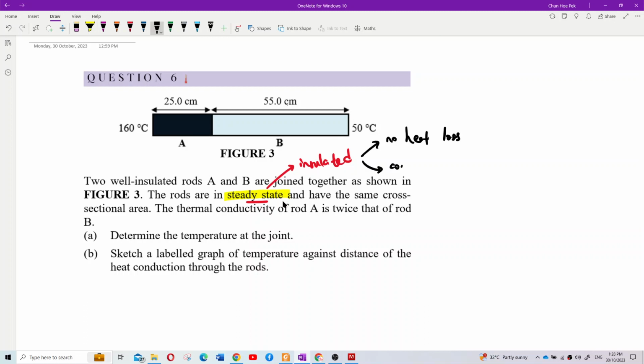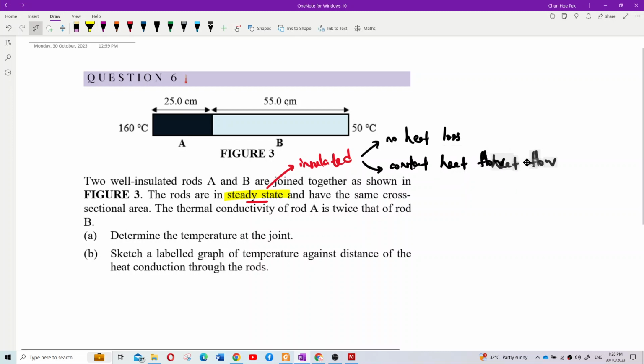So it's a constant rate of heat flow. Steady state, insulated, no heat loss. They have the same cross-sectional area. This is the same question as the one just now, and the method you use is also the same. Same cross-sectional area. Thermal conductivity of rod A is twice that of rod B. Determine the temperature at the joint.